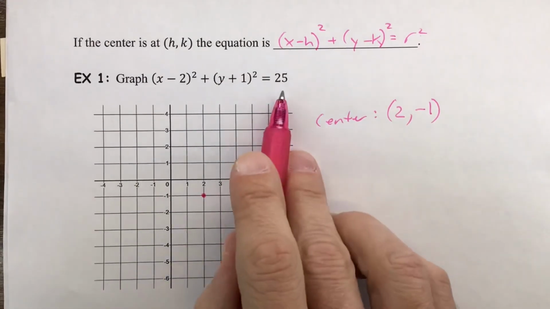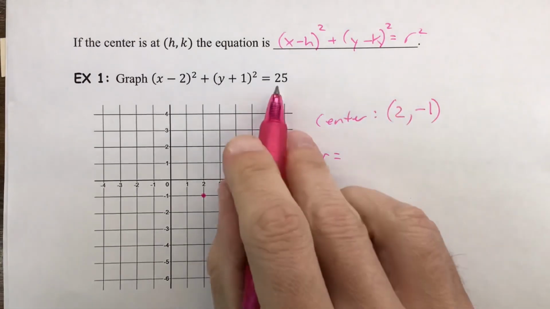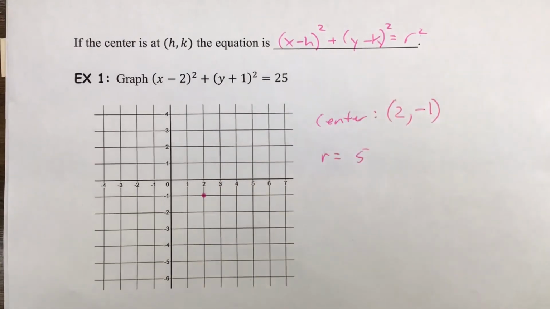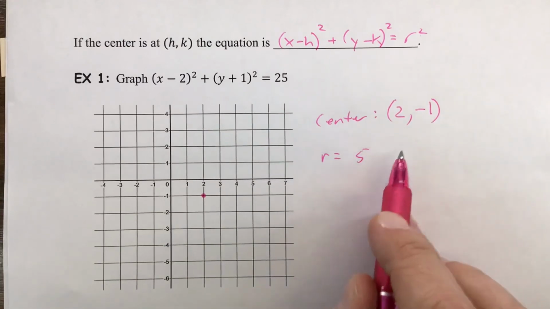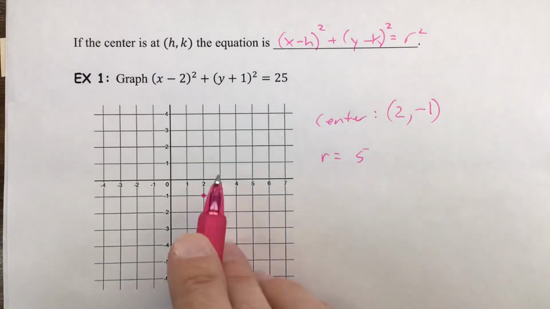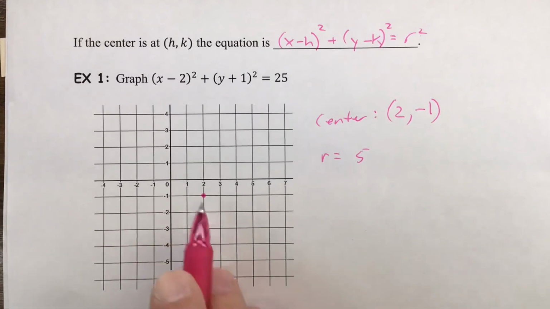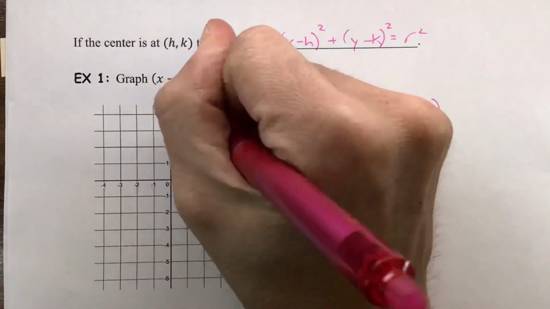The 25 is going to give us the radius. The radius here is going to be the square root of 25, which is 5. All right, so then given these two pieces, we can sketch a picture of the circle. The best use of the coordinate grid that we have here would be to count the radius up, down, right, and left. Okay, so 5 units up will take us to this point.